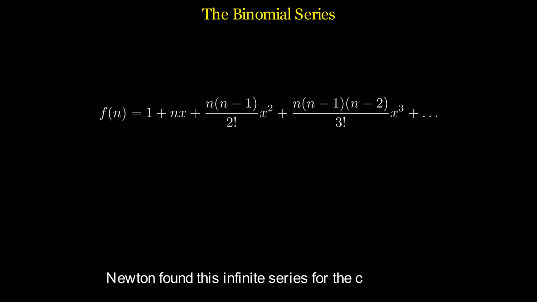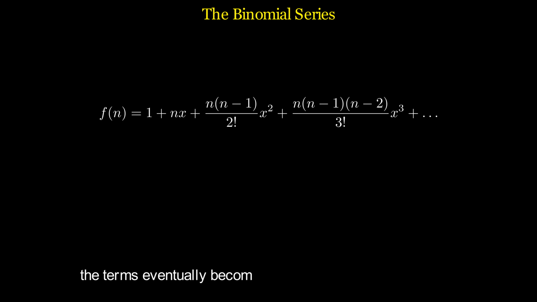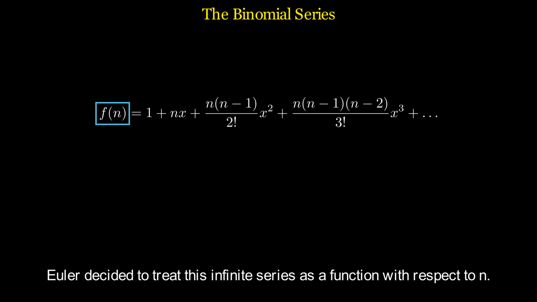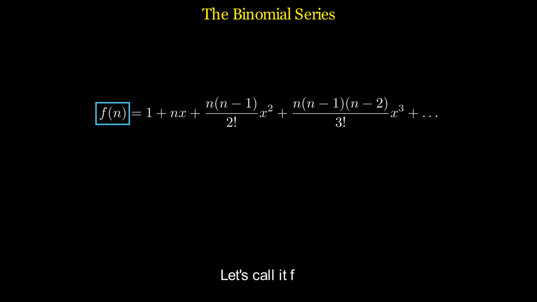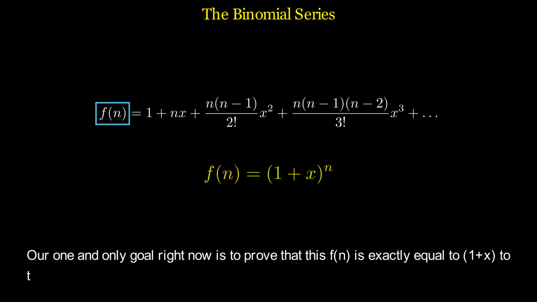Newton found this infinite series for the coefficients. If n is an integer, the terms eventually become 0 and the series terminates. But if n is a fraction, it goes on forever. Euler decided to treat this infinite series as a function with respect to n. Let's call it f of n. Our one and only goal right now is to prove that this f of n is exactly equal to 1 plus x to the power of n for any rational number.